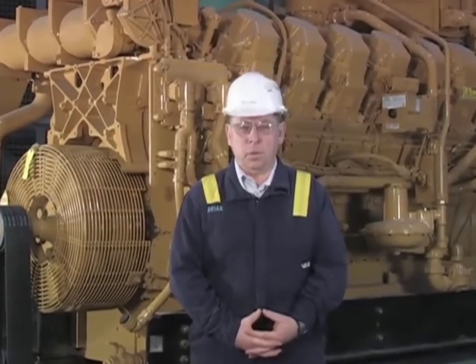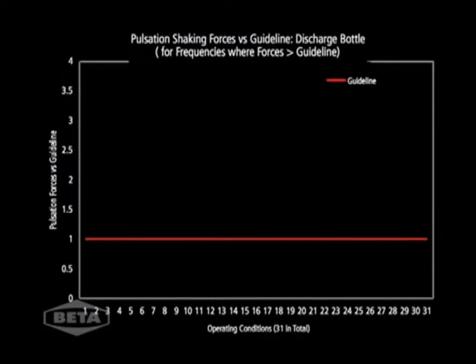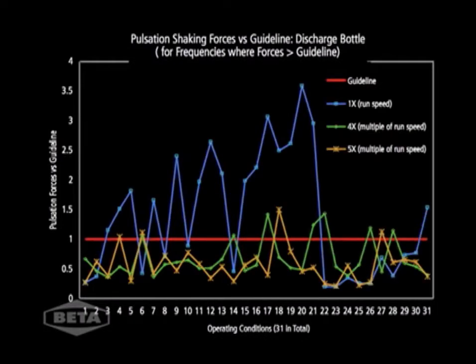A few moments ago, we looked at pulsation forces at one operating condition. However, most compressors operate at many different conditions based on different operating pressures, flow rates, and loading configurations. Pulsation forces will be different at each condition. This chart illustrates the importance of analyzing all operating conditions. This compressor has 31 different conditions.